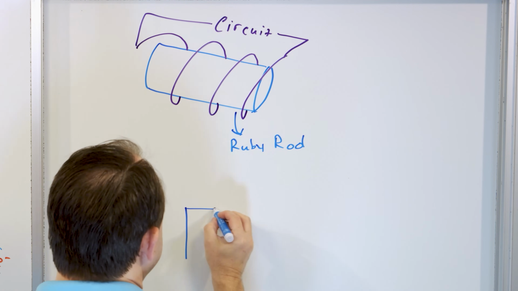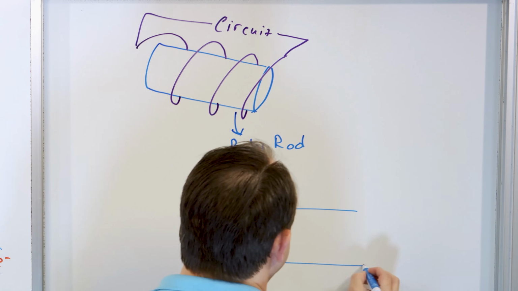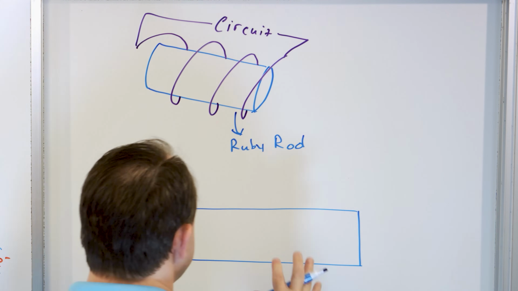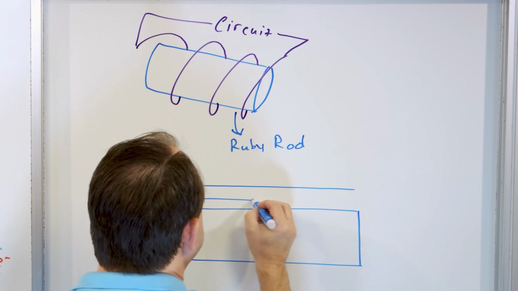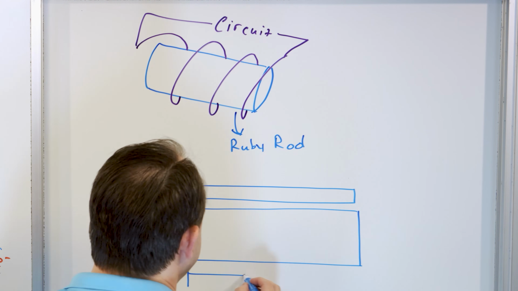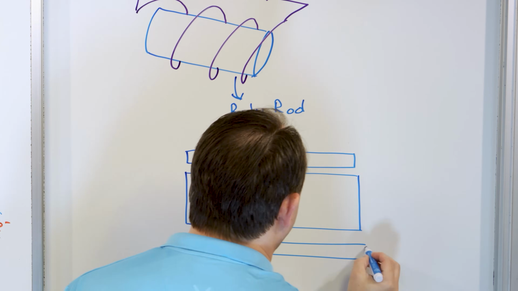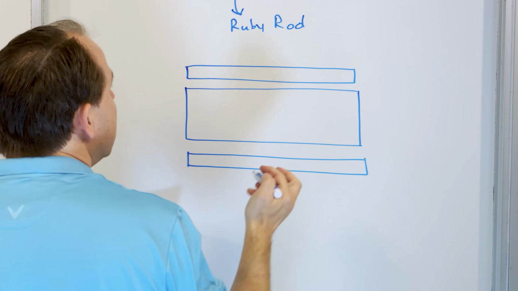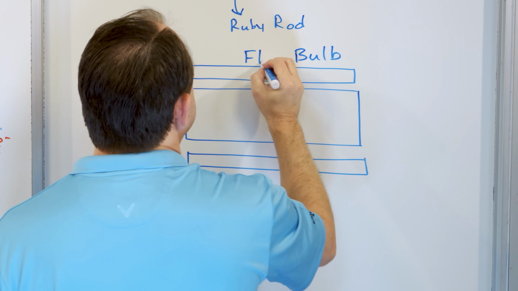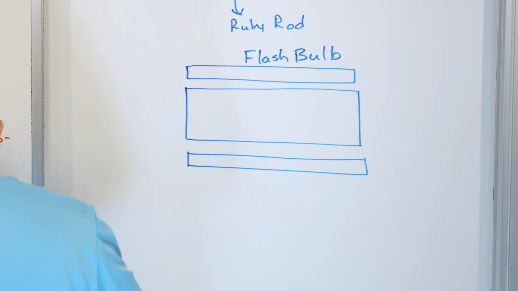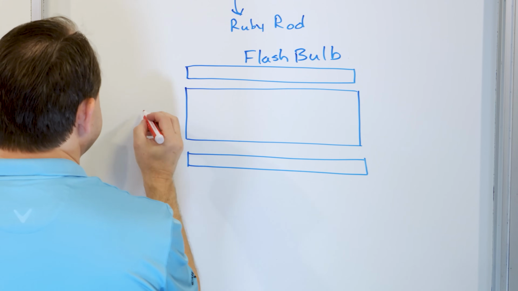So let's talk a little bit more about the ruby itself. I'll do a side view here. Here is a side view of the ruby, like this. So looking on the side. And then on the top, I'm going to draw the flash bulb. The flash bulb I'm drawing as a rectangle, but really it's a coil that goes all the way around it like this. So this is the flash bulb, and down here, this thing is the ruby.